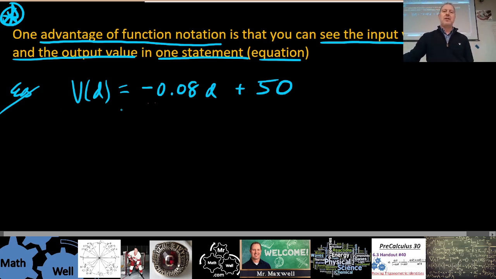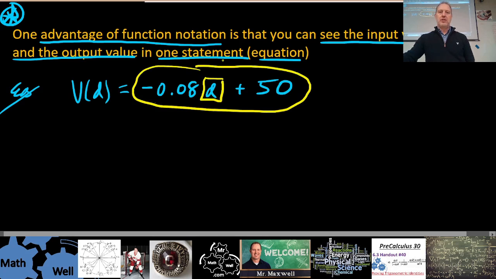So that's v of d equals negative 0.08 d plus 50. We see a relationship between d and v here. d is my input variable, or my independent variable, because d is what you put into the machine, and here's the big machine right here. You put d into the machine, and then it spits out the output variable, which is this v of d.